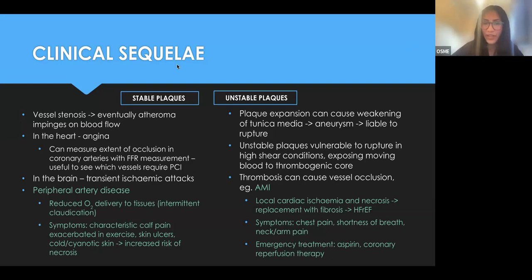Okay, and then when you have unstable plaques, so firstly, a plaque can become unstable if it expands the other way. So if it expands into the tunica media, that leads to aneurysm. Aneurysm is like dilation of a blood vessel. Again, aneurysm is generally silent, but as they grow, they become more and more prone to rupture, and rupture will cause hemorrhage. Hemorrhage actually causes death in most cases. Ruptured aneurysm has a really high mortality rate.